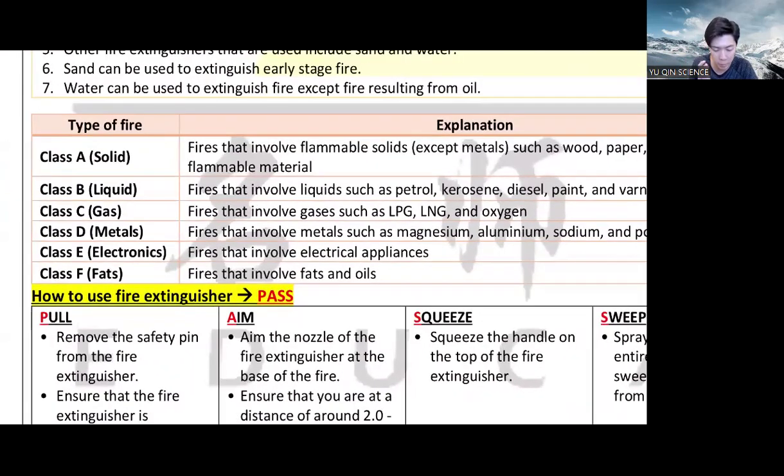Okay, but how to remember? Number one, you do this. A, B, C, solid, liquid, gas, in sequence, right? That's how you want to memorize in sequence. Then D for metal, E for electronics, F for fats. For metal I have no words for you to memorize, but E for electronics, F for fats, this one okay. So when you close your eyes, remember A, B, C, solid, liquid, gas. Then D is metals, E for electronic, F for fats, which is oil, basically.